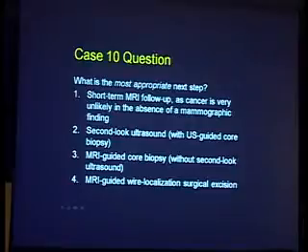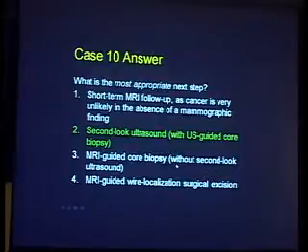So what is the most appropriate next step now? One, a short-term MRI follow-up, as cancer is very unlikely in the absence of a mammographic finding. Just go along with my conclusion that there's no mammographic finding, even though some of you may disagree with that. Two, second look ultrasound with ultrasound-guided core biopsy. Three, MRI-guided core biopsy without second look ultrasound. Or four, MRI-guided wire localization for surgical excision. I'm talking about the anterior lesion. 1, 2, 3, or 4? 2? Yes. Thank you.